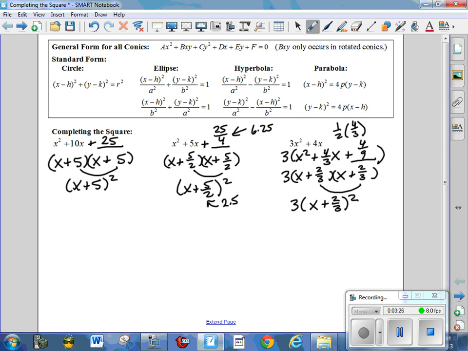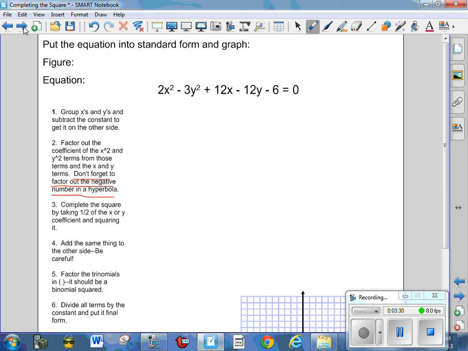Okay, now let's apply this to an equation of one of our conic sections. So we're going to start out with this equation here. And hopefully you remember from the previous video that if we have two squared terms with different signs, it is a hyperbola. So you always want to start out by identifying the figure and then writing down the equation that you're trying to get to.